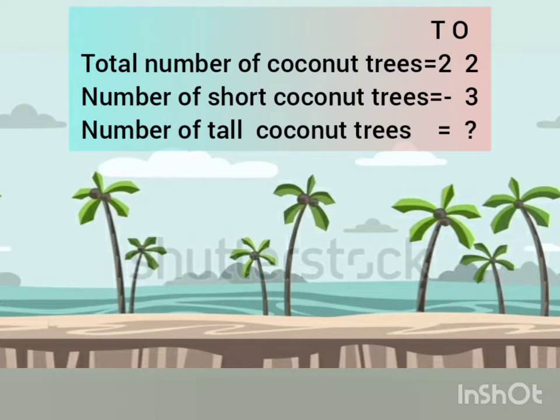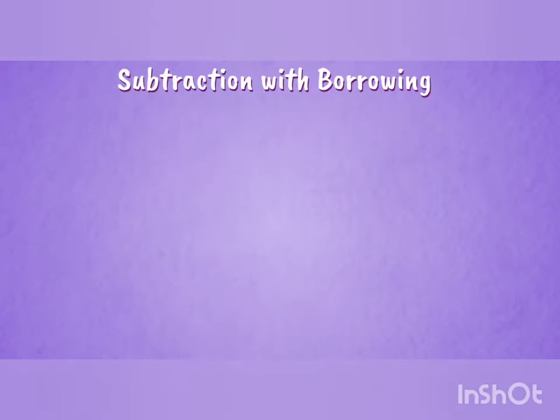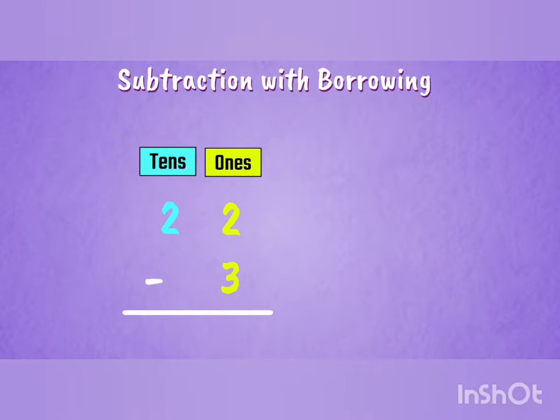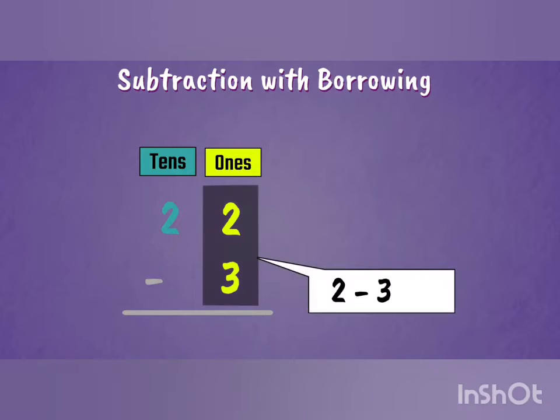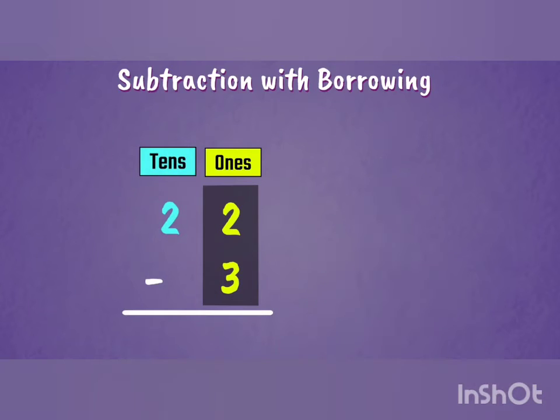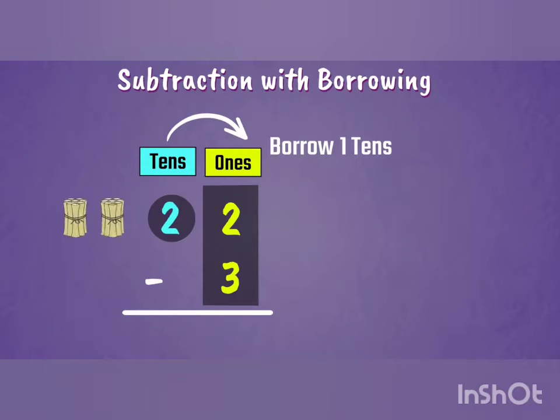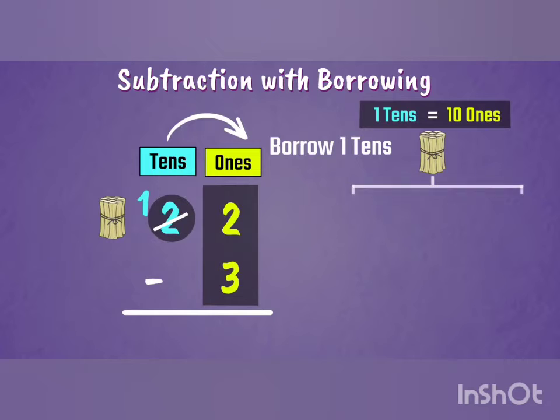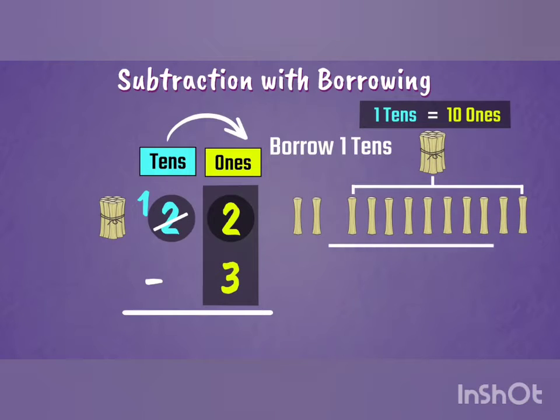So let us see the solution of this word problem. First of all, we will write both numbers in ones and tens column. Here at ones place, we cannot subtract 3 from 2 because 2 is small and 3 is big. So 2 will borrow 1 tens from 2. 2 tens will become 1 and 1 tens that has been borrowed will be regrouped as 10 ones. So here the number will be 12 ones and we will subtract 3 from 12.